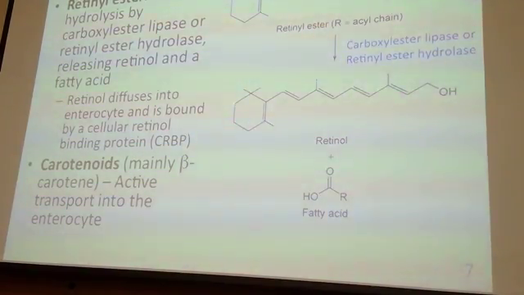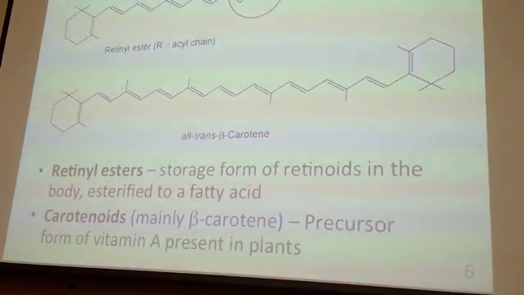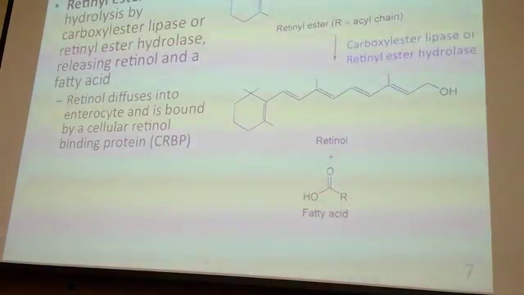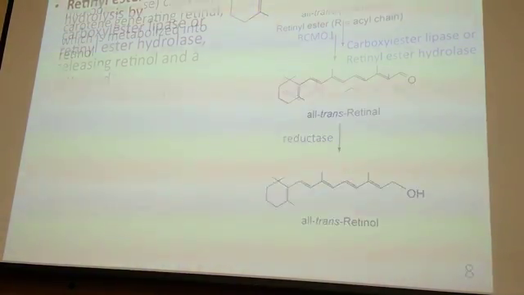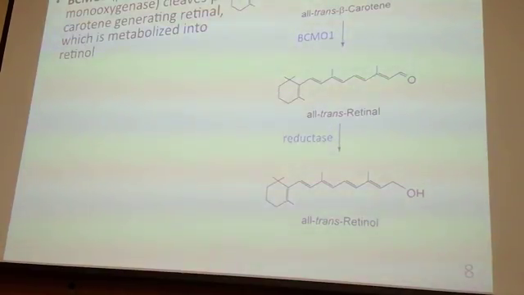Beta carotene seems to be actively transported into the enterocyte as that entire molecule. So this whole molecule is actively transported into the enterocyte. Okay, so there's no pre-metabolism of this that's required for absorption into the enterocyte. However, after being absorbed into the enterocyte, this can be cleaved.